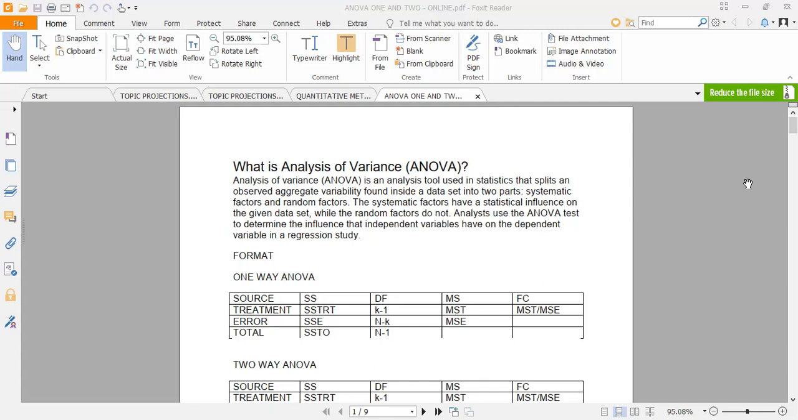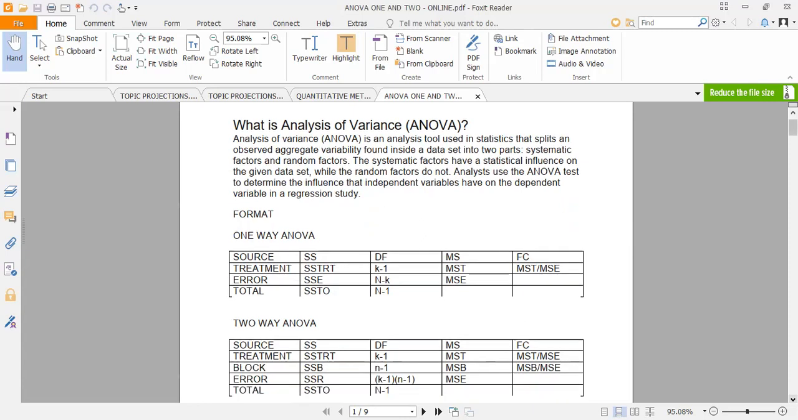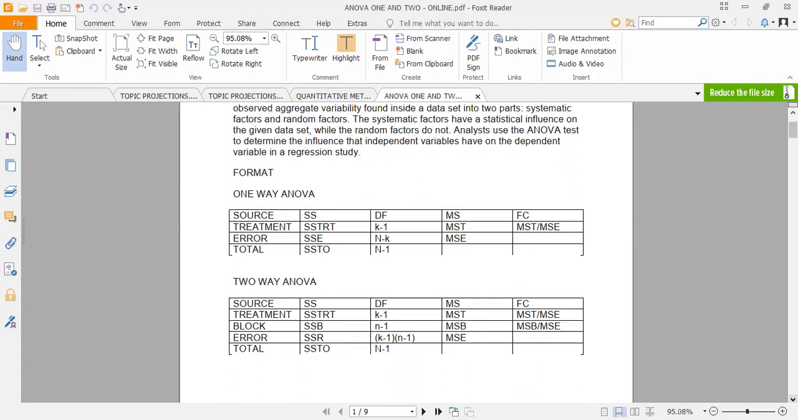Now we're going to look at a one-way and a two-way ANOVA. Before looking at them in their particular code, I would need you to understand the format of the one-way and the two-way ANOVA. This is one of the simplest topics in quantitative methods and takes only about 30 minutes to understand.